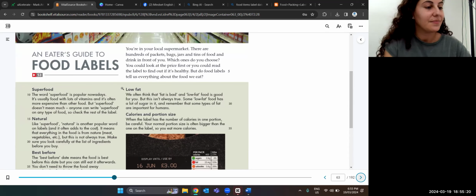Low fat. We often think that fat is bad, and low fat food is good for you. But this isn't always true. Some low fat food has a lot of sugar in it. And remember that some types of fat are important for humans.